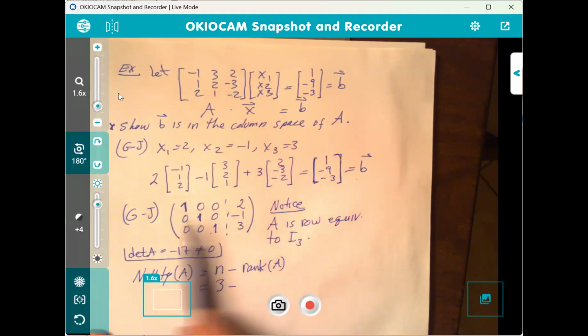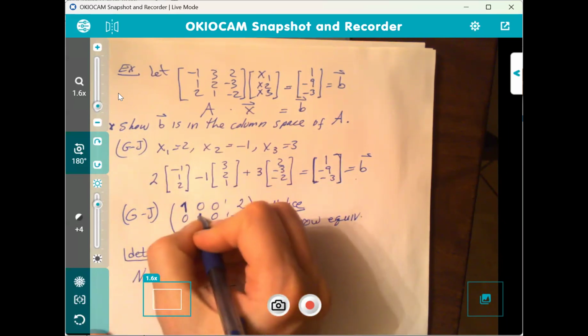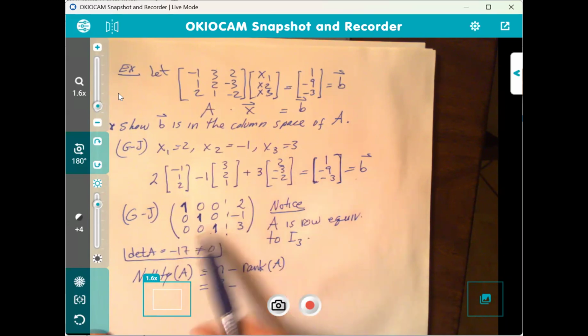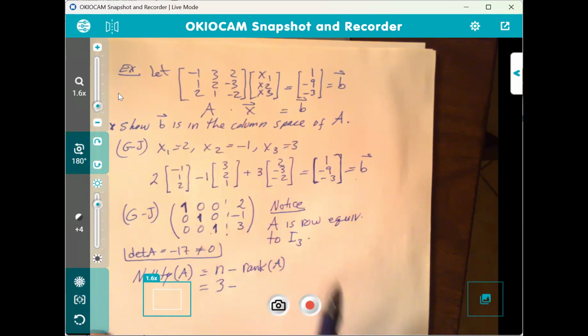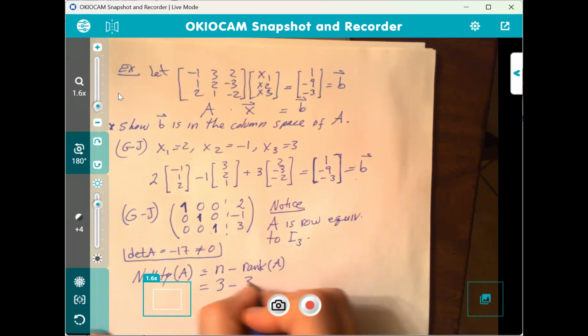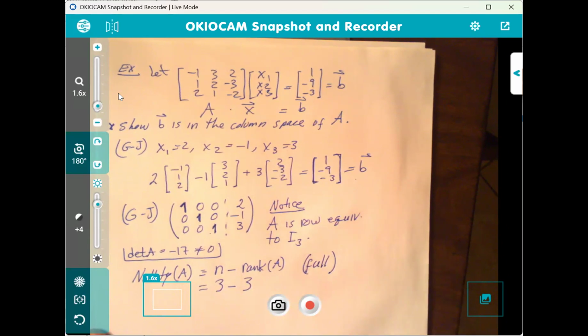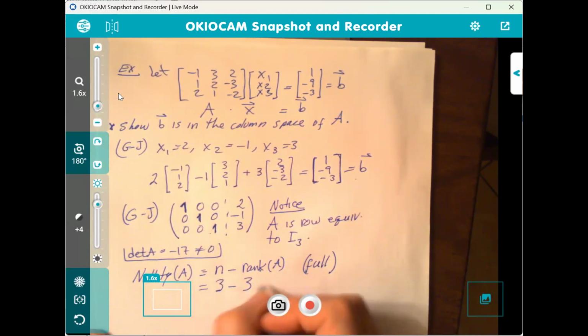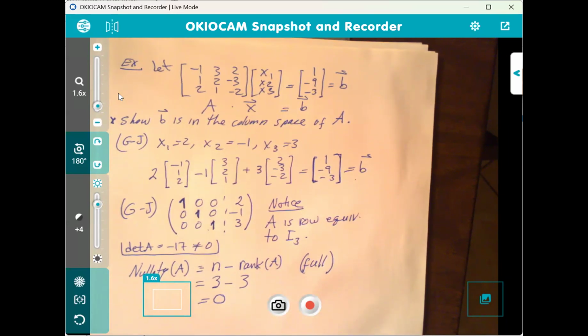Well, if you look at the solution, this is a full rank. You have 1, 1, 1. So you have 3 rows. I don't have a row of zeros. So the rank is 3. This is a full rank matrix. And it's full rank, that means it has an inverse. So the nullity is 0. There you go. And that's what the nullity is.